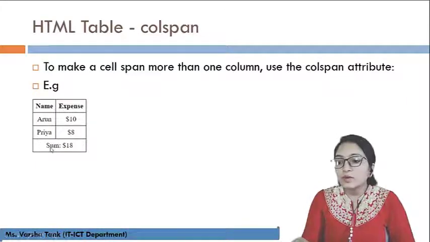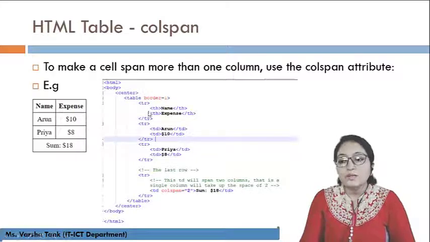Here we have defined sum is equal to $18, that is the summation of these two fields, but it is in the colspan cell. So see how we are able to define this colspan. Table border 1, now all of you are aware about this. Then this is the first row, that is a table header, so here we have done the table header.